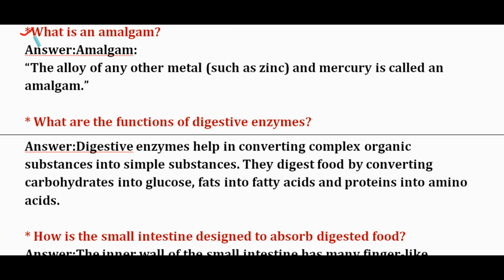Now the question is, what is an amalgam? The alloy of any other metal such as zinc and mercury is called amalgam.